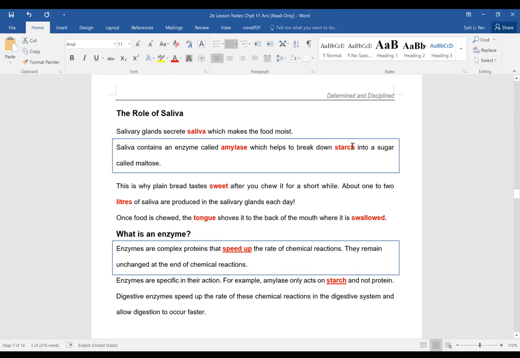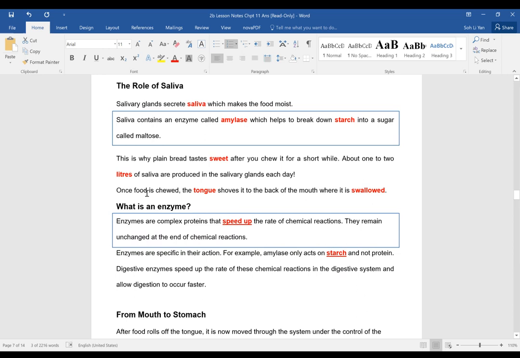So meaning that if I have a plate of rice with chicken, with curry chicken or any other ingredients, you can only digest the starch in the food. So this starch will be broken down or digested into a sugar called maltose. That's the reason why, let's say you eat plain bread, biscuit, rice, it will taste sweet, due to this maltose present. And for information, we have 1 to 2 liters of saliva produced in the salivary glands each day. 1 to 2 liters, can you imagine?